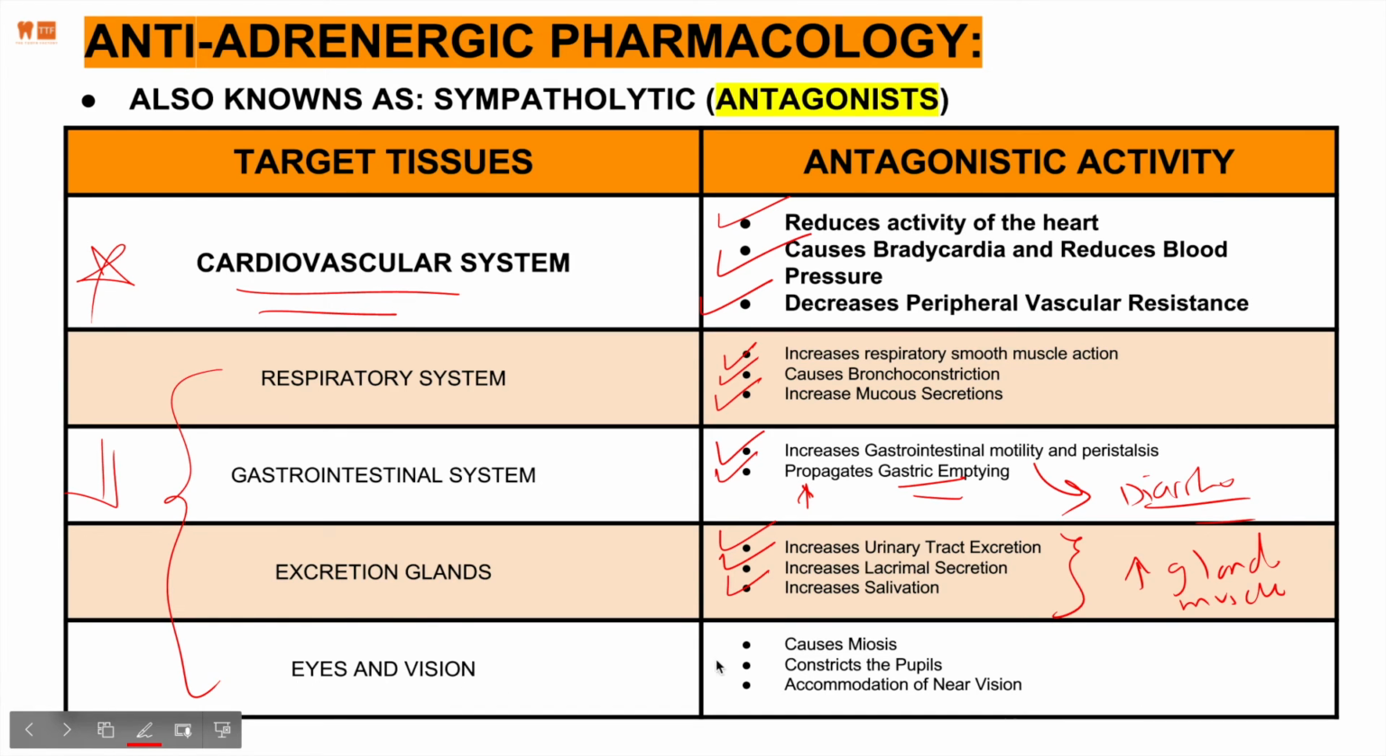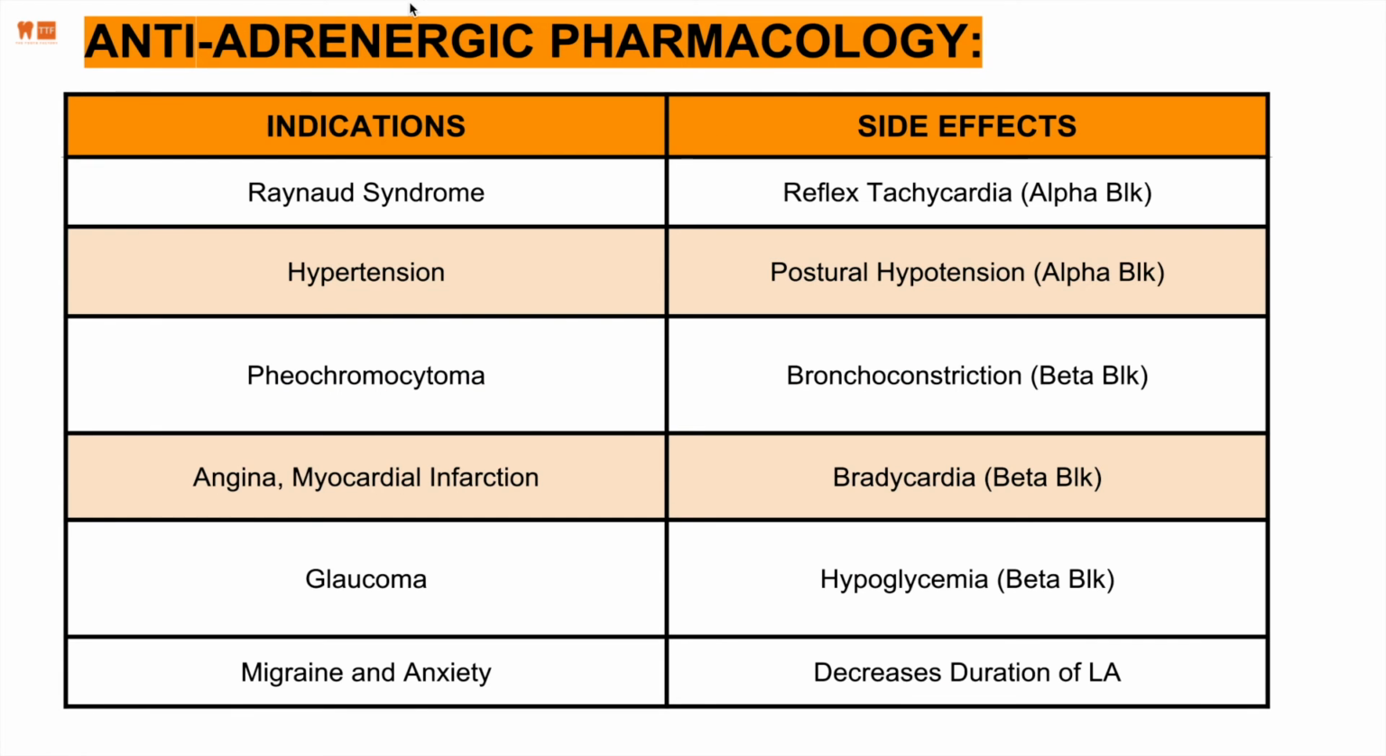At the eyes, we can easily say that it causes miosis, it can constrict the pupil, and it can accommodate near vision this time, not far vision. Okay, antiadrenergic indications. So when are we going to use antiadrenergic drugs? Well, Raynaud's syndrome. What's Raynaud's syndrome, guys?